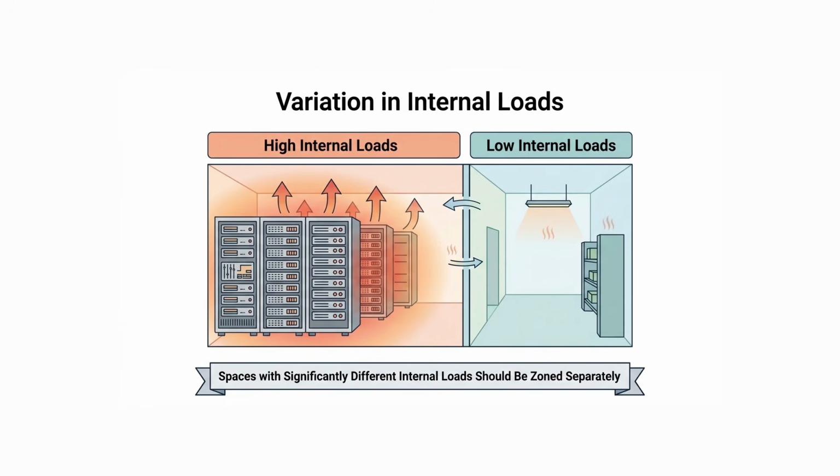Another factor is the variation in internal loads. Some spaces generate much more heat than others due to equipment, lighting, or occupancy. For example, an IT or server room can have extremely high internal heat gains compared to a nearby hallway or storage area. Unless there is significant airflow connecting those spaces, their temperatures will behave quite differently. In such cases, they should typically be placed in separate thermal zones.